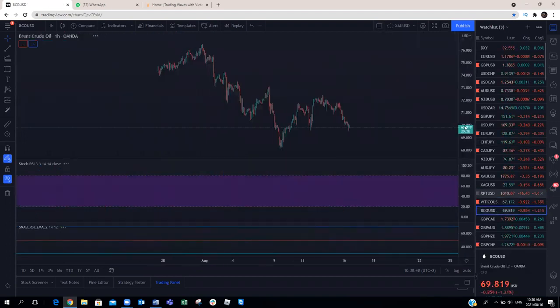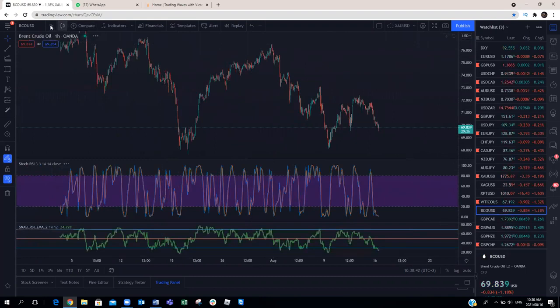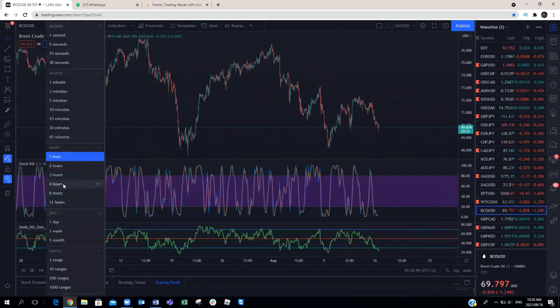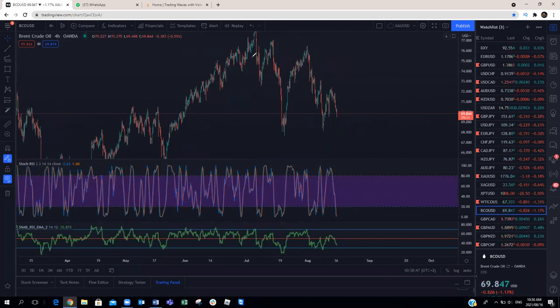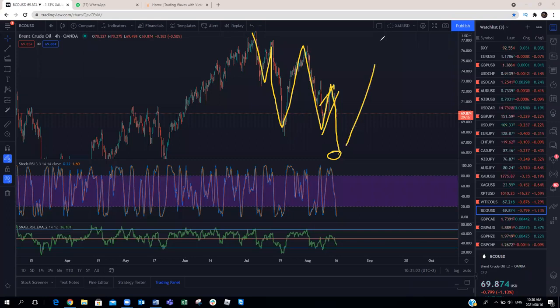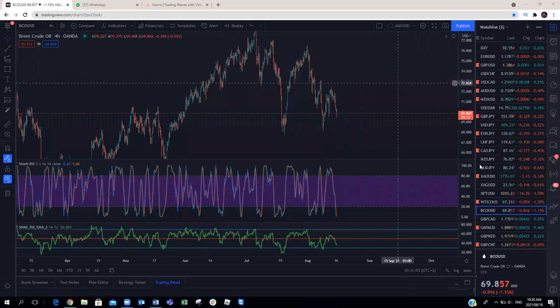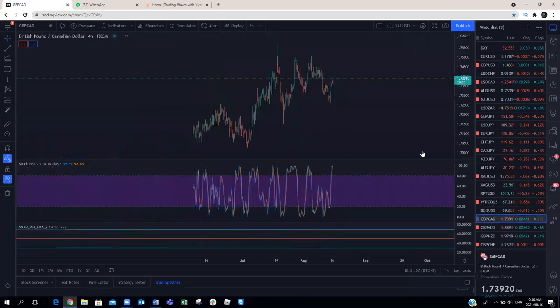Brent crude. Right, so Brent crude 4 hour, this is the structure that we are looking at. We should see this continue to the downside. Remember, we've got these three waves to the downside, 1, 2, 3. That's what we expected. If you watched yesterday's video, you'll see that we expected this to drop from here. We are already dropping. We'll be expecting this to reverse around 66, which will be the blue box of this structure here. Right, so that is Brent crude oil.